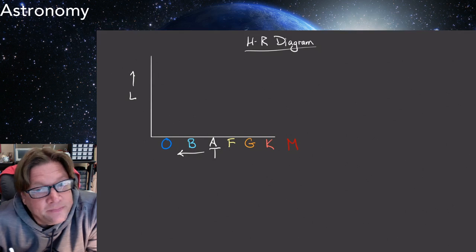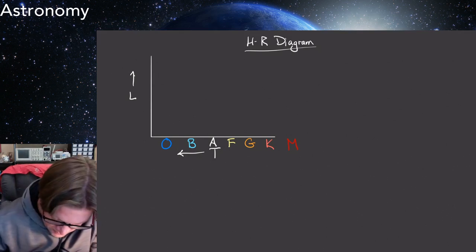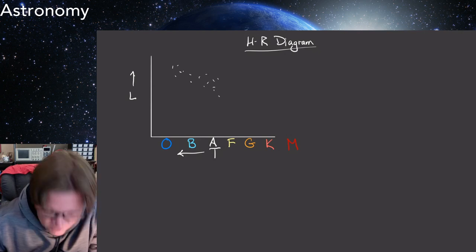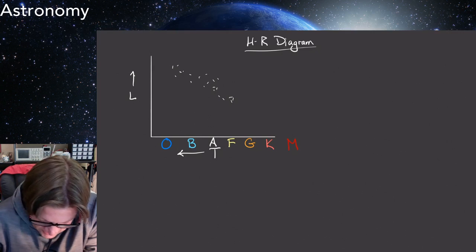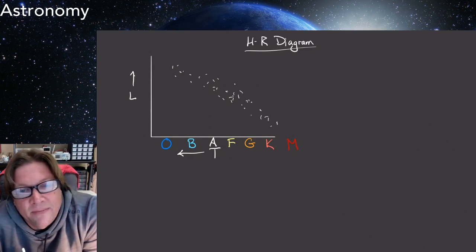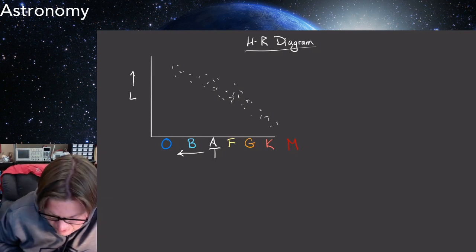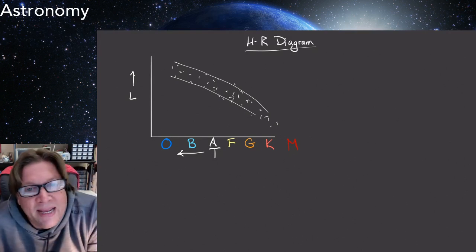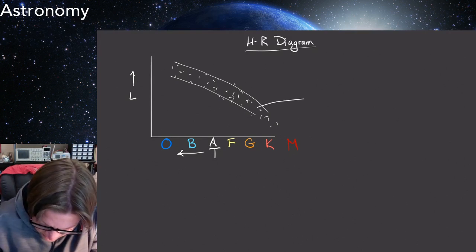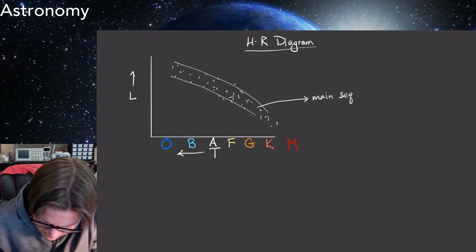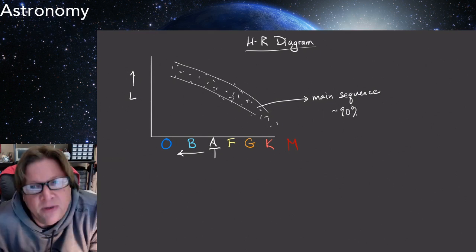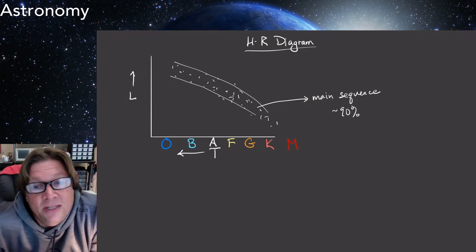Anyway, if you plot a whole bunch of stars on this diagram, if you take sort of a scoop out of a galaxy and you plot these stars on a diagram, what you end up with is roughly a band of stars. This band is called the main sequence. About 90% of all stars are right there on the main sequence.